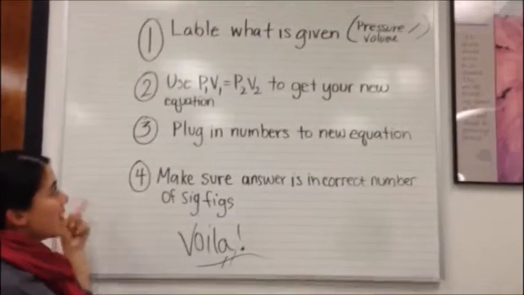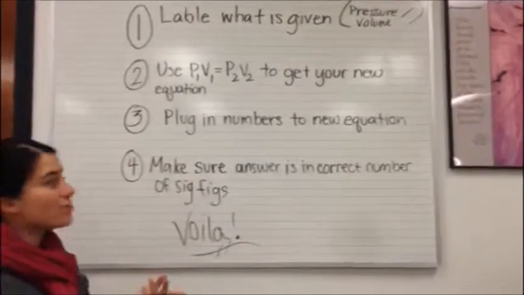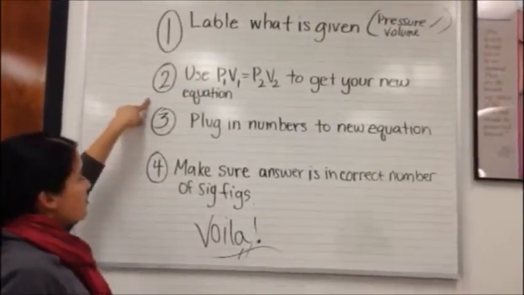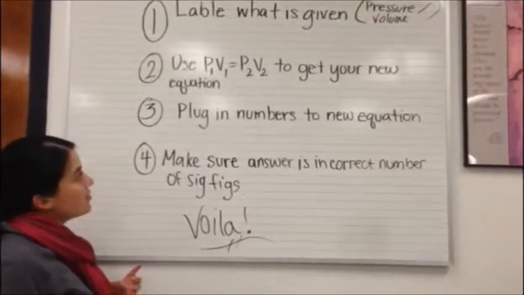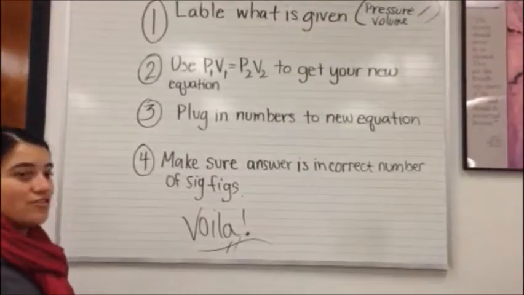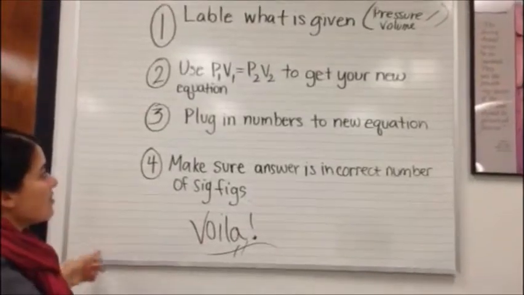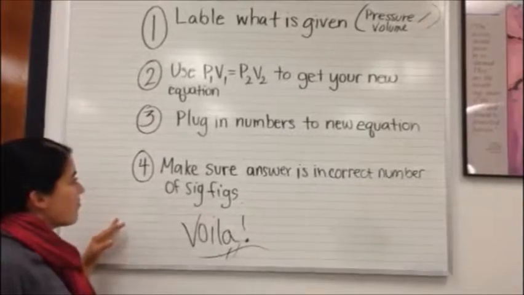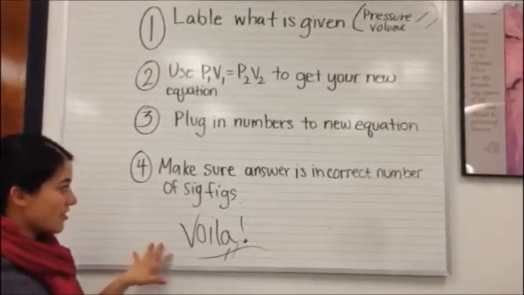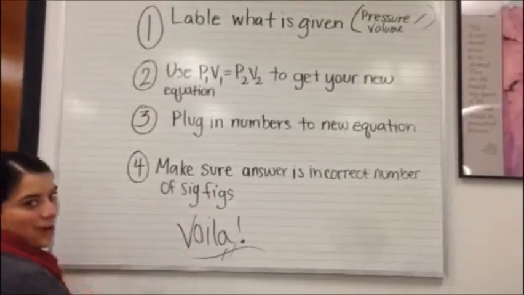Step 1, label what is given, so pressure and volume. Step 2, use Boyle's law formula, P1V1 equals P2V2, to get your new equation for what you're solving for. Step 3, plug your numbers into your new equation. Step 4, make sure your answer is in the correct number of sig figs. Voila!